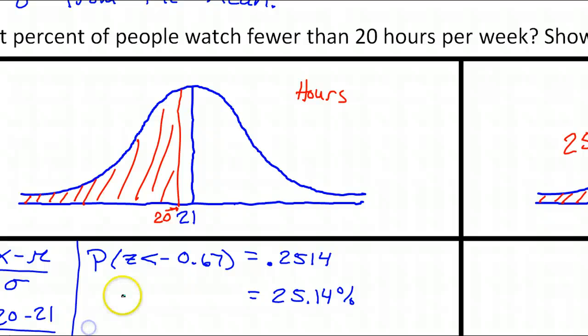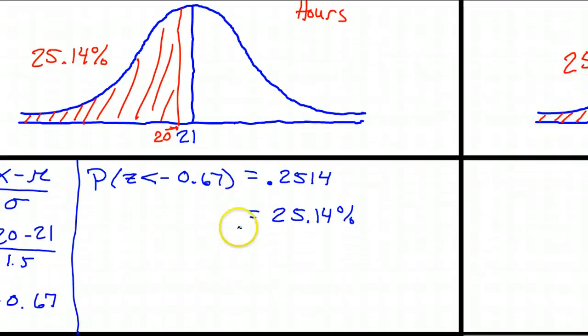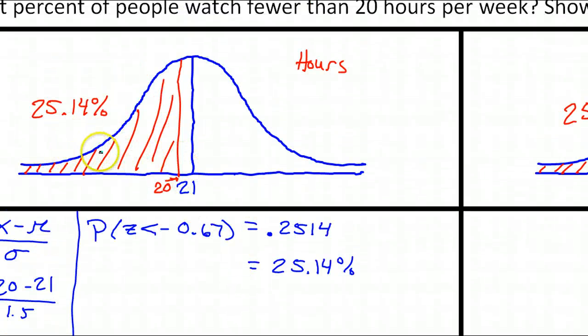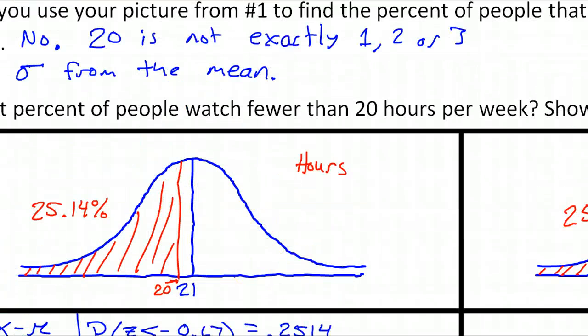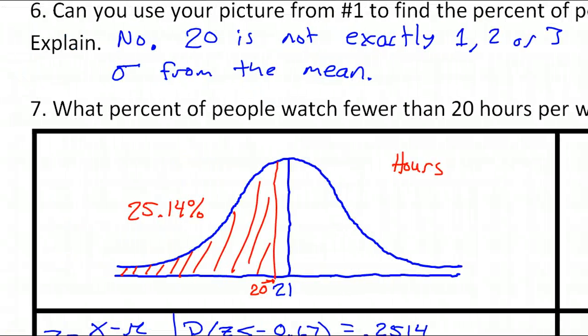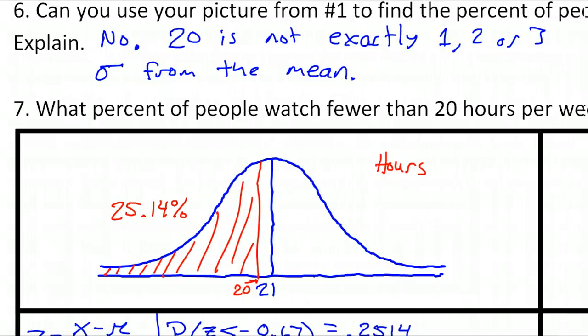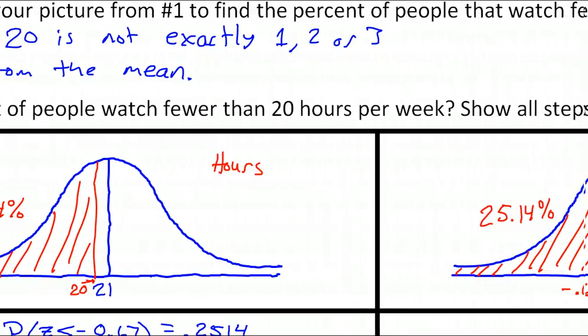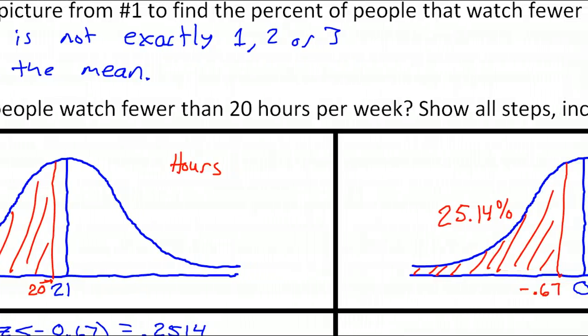That should be the same percentage for x values. So this is also 25.14% of the data, and that's what we were looking for. Now that we know that 25.14% of the hours of TV watched are less than 20, we can write our answer as a complete sentence. I like to read the question and then reflect the question back in my answer. So what percent of people watch fewer than 20 hours per week?